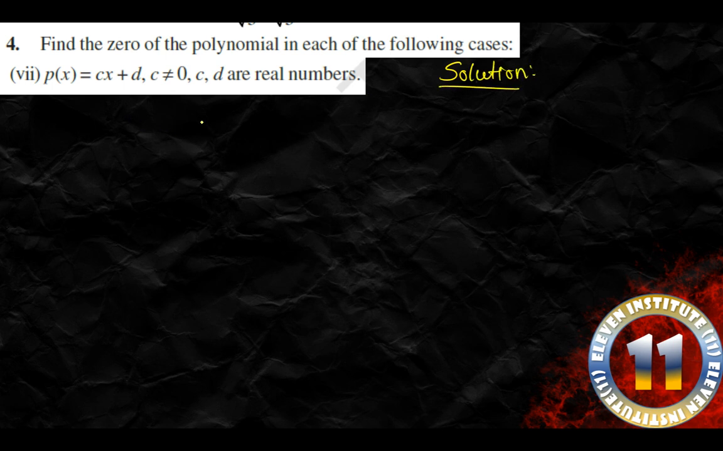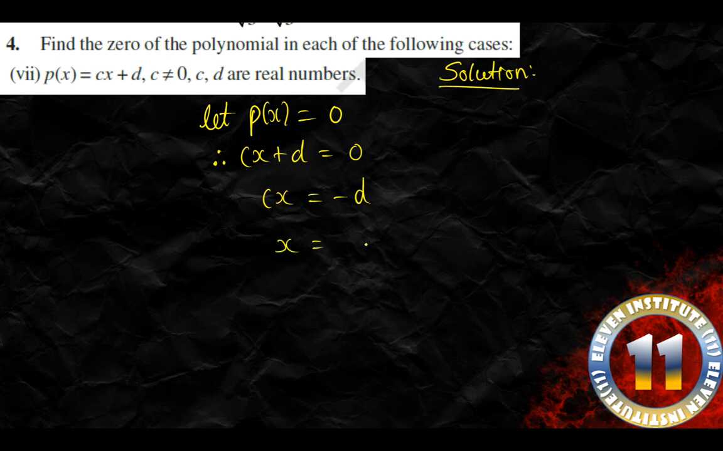What we will write? Let p(x) is equal to 0. So instead of p(x) we can now write therefore cx plus d is equal to 0. Plus d will go to the other side, so it will become minus d. c is in multiplication over here. When it goes to the other side, it will go to the denominator, so we get minus d upon c. So this is our answer.